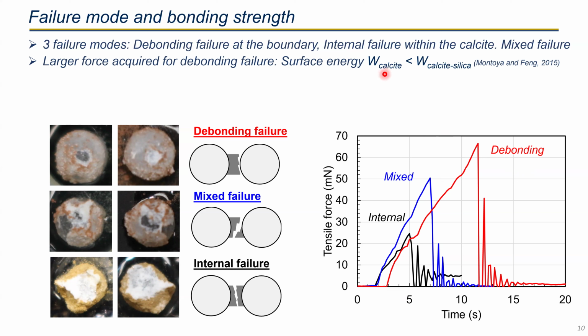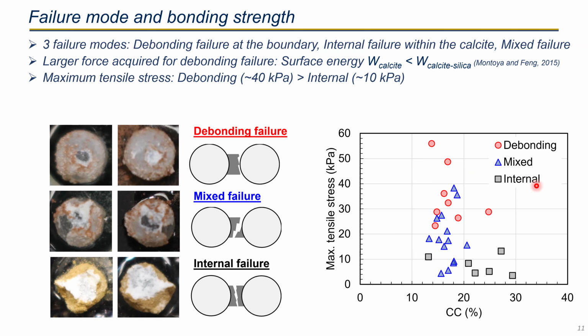researches, it has been found that the energy required to create a new surface within the calcite is smaller than the energy required to create a new surface between the calcite and silica. So that aligns with our experimental results. We know the force and we know the area, so we can calculate the bonding strength.